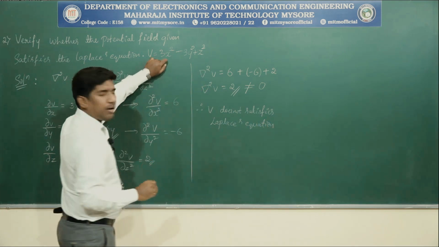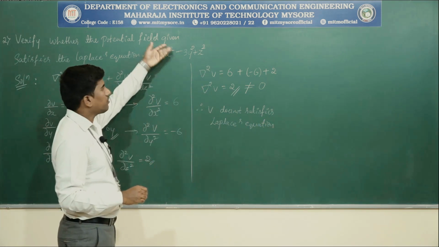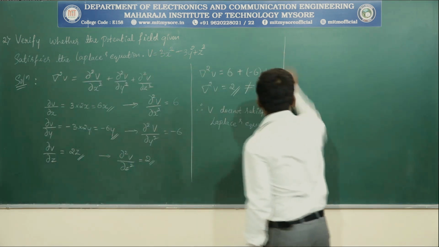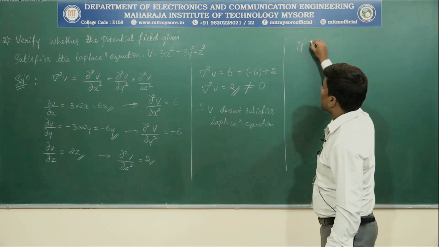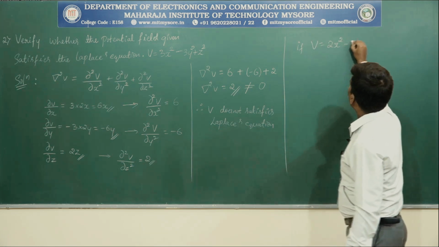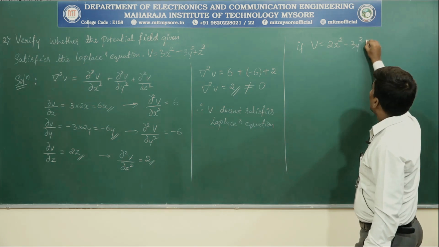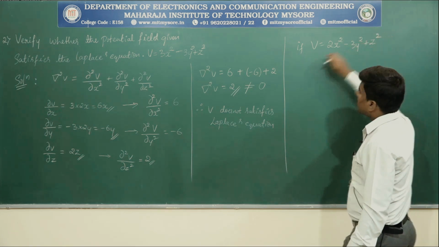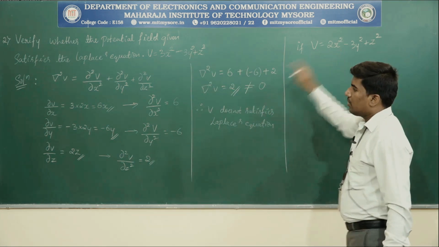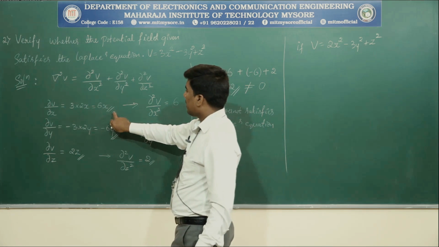So let me modify the problem statement here itself. Instead of solving one more problem, let me modify the problem statement. What if V is equal to 2x square minus 3y square plus z square? Just instead of 3x square, if I give 2x square here, what is the resultant of this quantity?